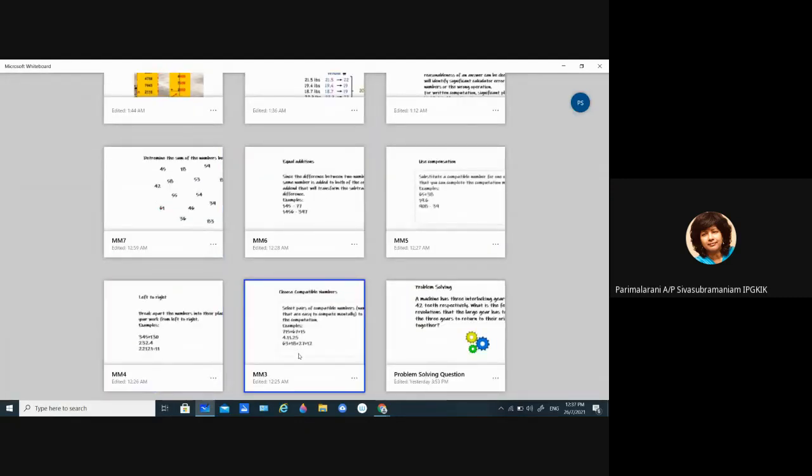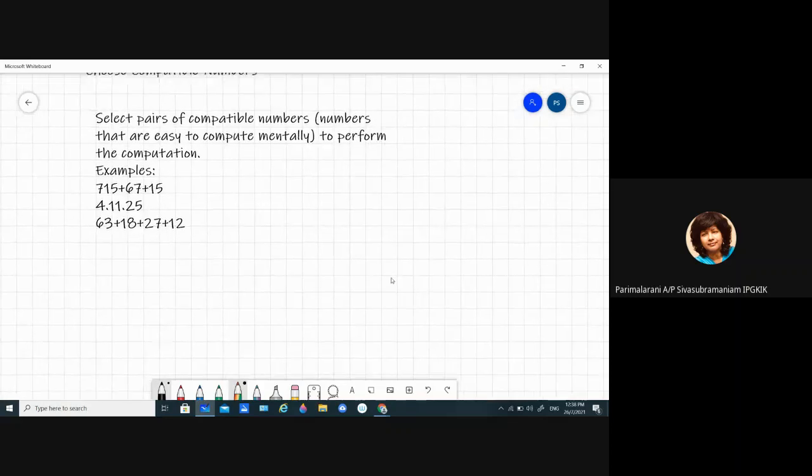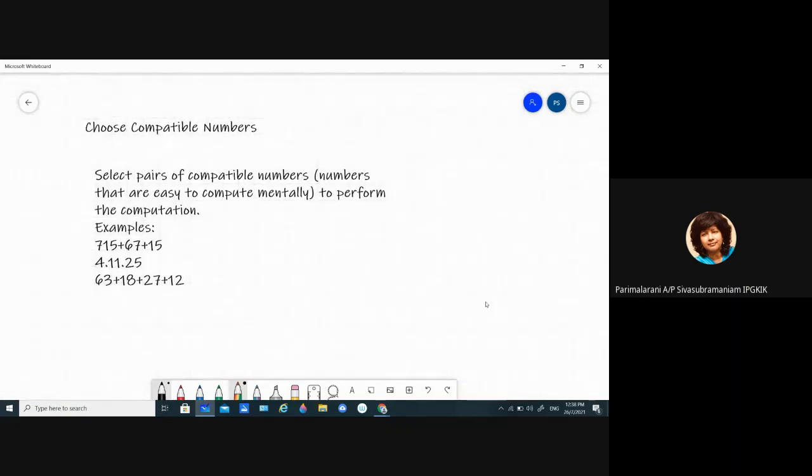The second strategy is choosing compatible numbers. For this strategy, we select pairs of compatible numbers. Compatible numbers means numbers that are easy to compute mentally, to perform the computation.